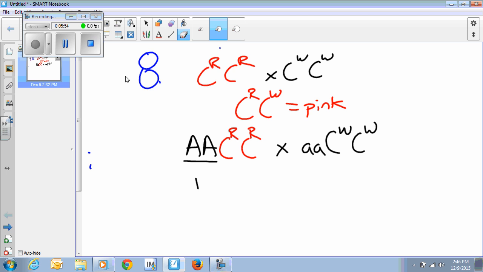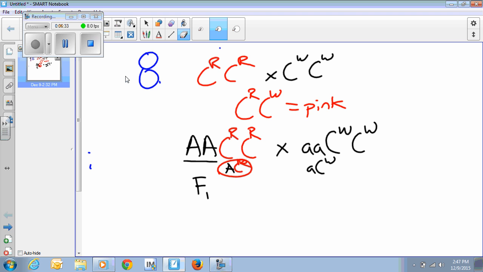Okay. So what are the examples in the F1 are pretty simple, and hopefully you guys can figure this out. That this individual is only going to throw out one gene for each character. So this one is only going to have in all its gametes a big A and a CW. Okay, in all its gametes. And then this one's going to have, I'm sorry, CR in this one. Whoops, CR. And in this one, you're going to have a little a and a CW.